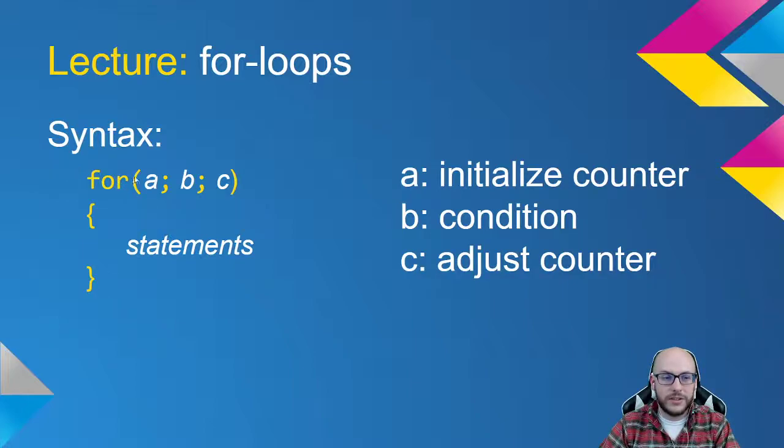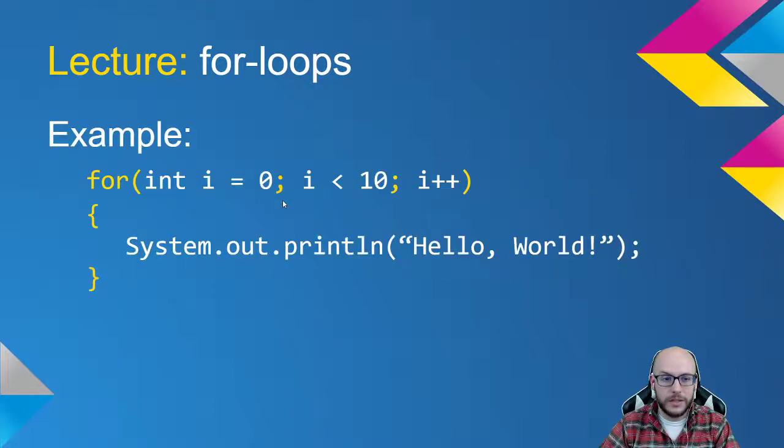The stuff that's here in yellow is effectively what is required syntax, and the other parts have a lot of variance in them. But for the most part, A is where we're going to initialize a counter variable, B is going to be our condition, and C is where we adjust that counter variable. Let's take a look. I have an example here. This particular example will loop exactly 10 times, and all it's doing is printing off hello world.